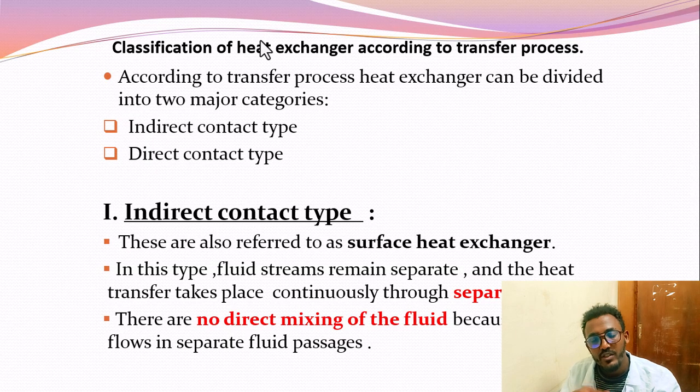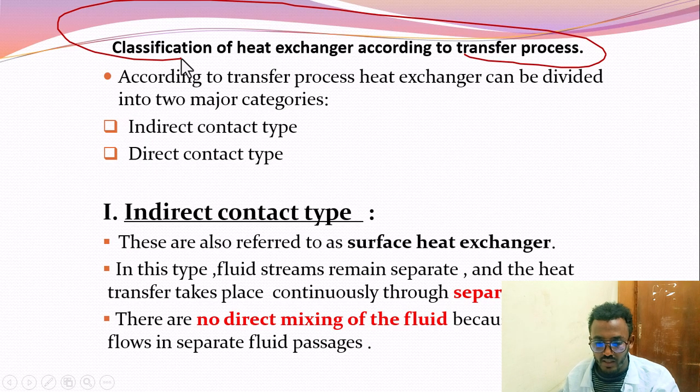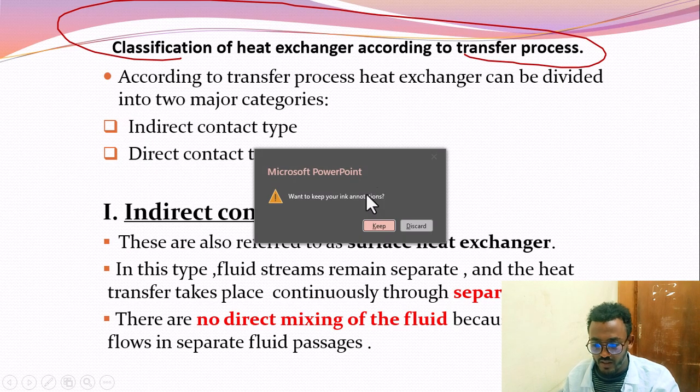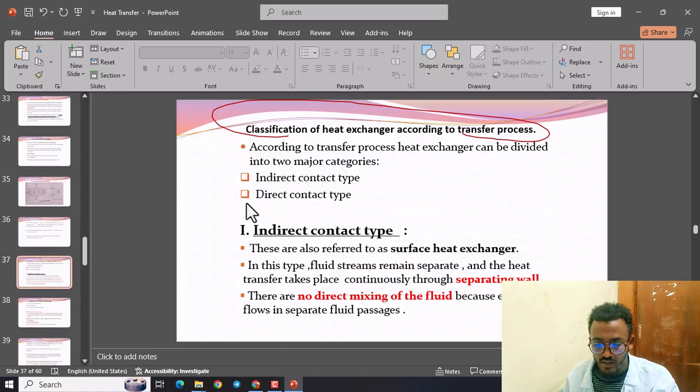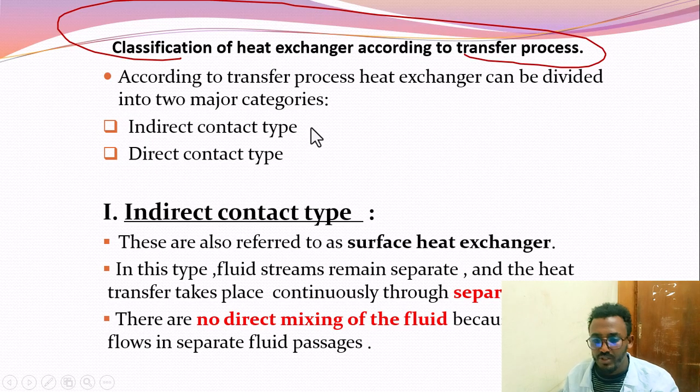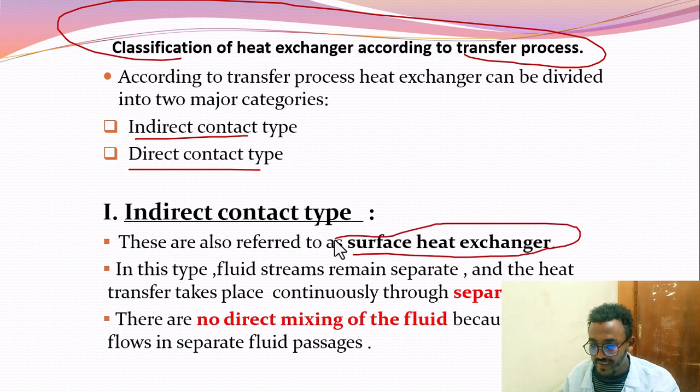So that was based on flow arrangement, but now let's see classification of heat exchangers according to transfer processes. The first one is indirect contact type and direct contact type. Indirect contact type also refers to surface heat exchanger.